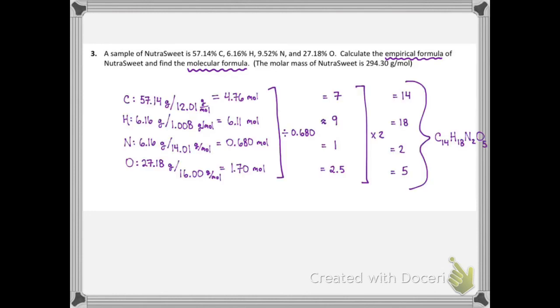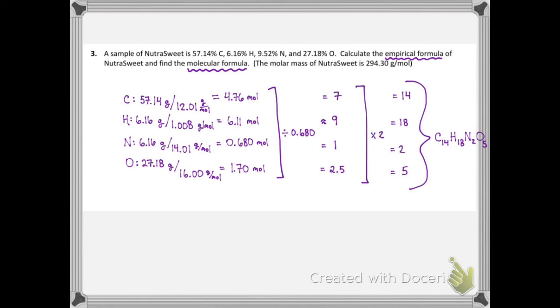Finding the empirical formula is fun because there are 4 different elements, but hopefully you realize you did have to multiply till whole in this example. And so you calculate an empirical formula of NutraSweet to be C14H18N2O5. Of course, we are not done. We need the molecular formula. We did need 1 more piece of information for that, but they gave it to you. The molar mass of NutraSweet, which is 294.30 grams per mole.